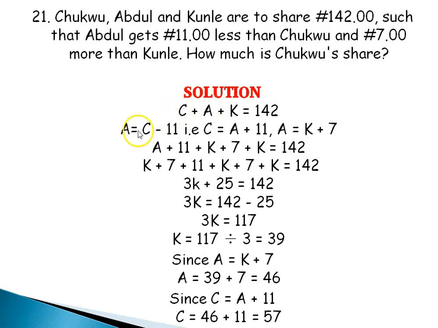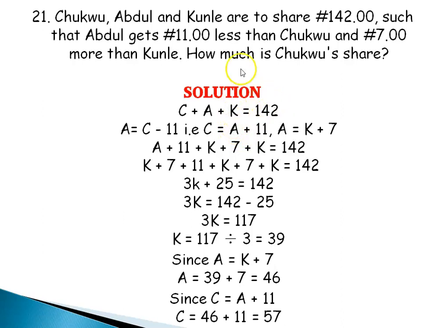We were told that Abdul gets 11 less than Chuku. That means Abdul's share will be Chuku's share minus 11, isn't it? If we want to rewrite this statement, we can still write it as saying C is equals to A plus 11. That means I'm going to bring this minus 11 here to become plus 11, and my C will be here. So these two are still the same thing. I only rewrote them because I will need it in the further equation.